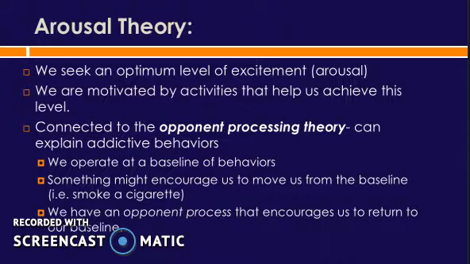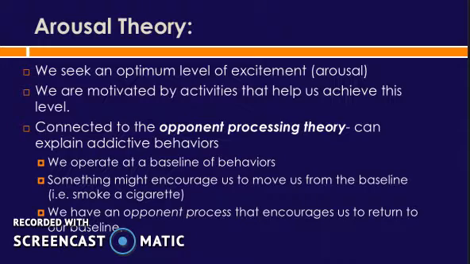The opponent processing theory does actually tie in with addictive behaviors. So, in the opponent processing theory, it says we operate at a baseline. These are normal things that we do on a daily basis. Like, we are level at this point. Something might encourage us to move and shift from the baseline, one way or the other. Like, it might be totally out of our characteristic to smoke a cigarette, but someone chooses to do so.